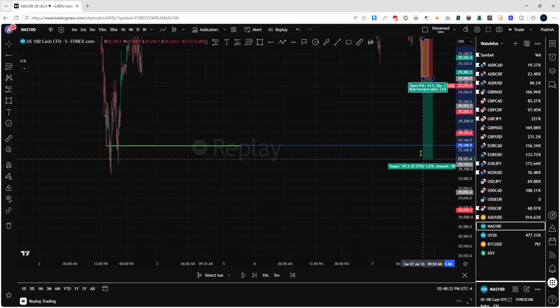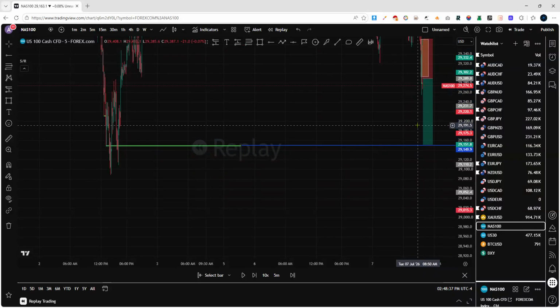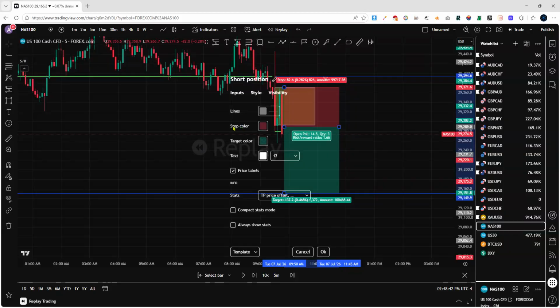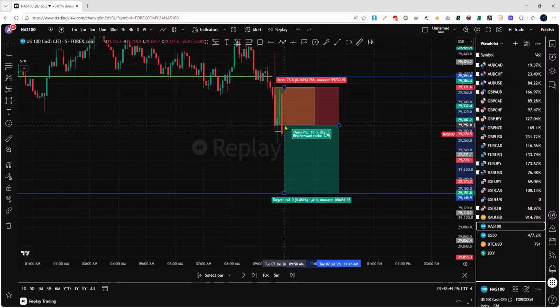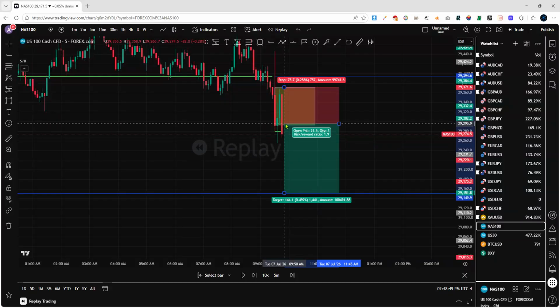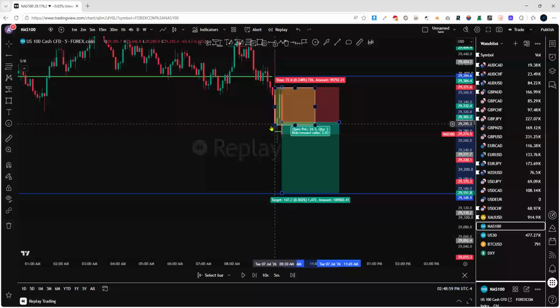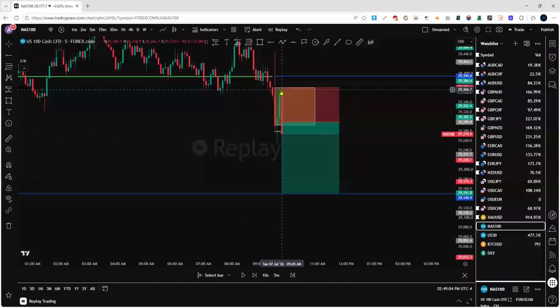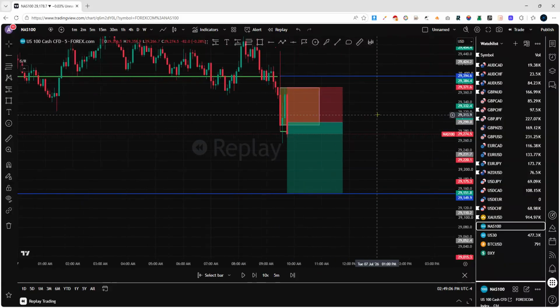So I was pretty much looking to take price down to this zone here, and I got in a little earlier because this was an actual 1-to-2. Let's just say I got in right around here because this was actually a 1-to-2. So this was the actual trade.